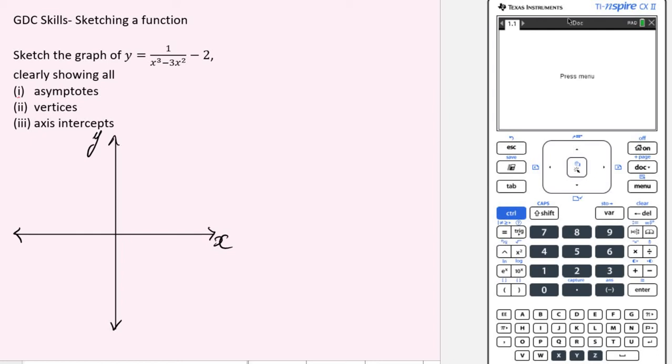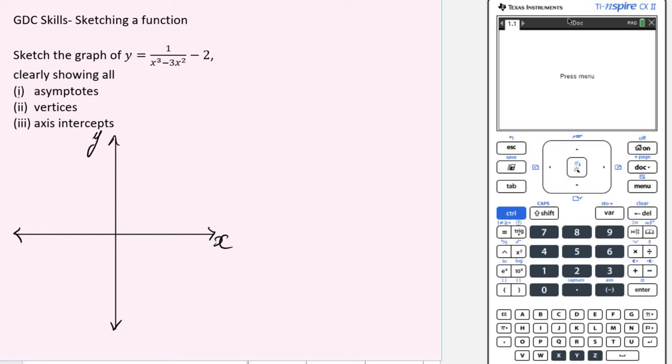Okay, let's take a look at GDC skills, sketching a function. Looking at how we can use the GDC to produce a sketch, so not particularly accurate, but a sketch of the graph, clearly indicating vertices, axis intercepts, and asymptotes.